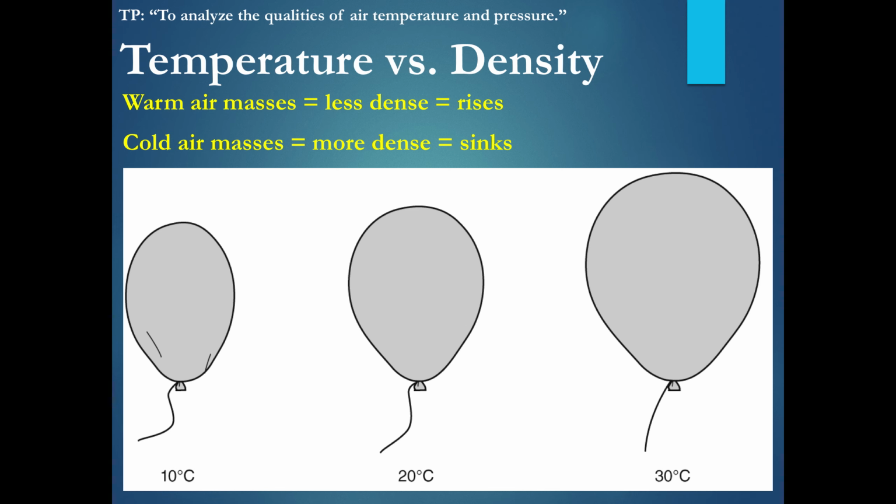Temperature versus density. We know that warm materials rise. We can see that on page 10 of the reference table under the inferred characteristics of the Earth's interior in the asthenosphere. We've seen this with the lava lamp in the classroom. All right, so warm air rises, it becomes less dense. Right? Cold air masses will sink, and that's because of its density. It's more dense than the warm air.